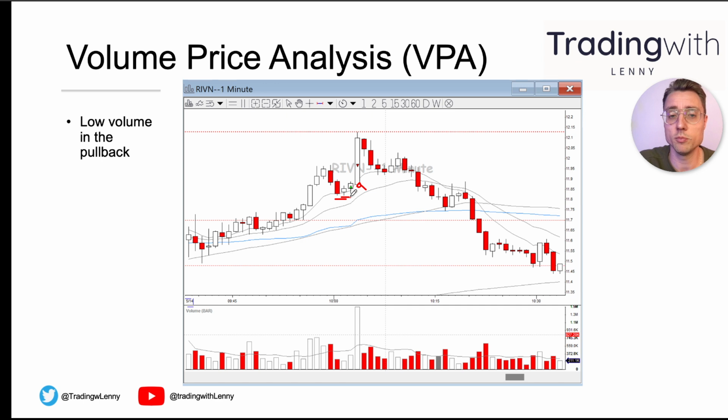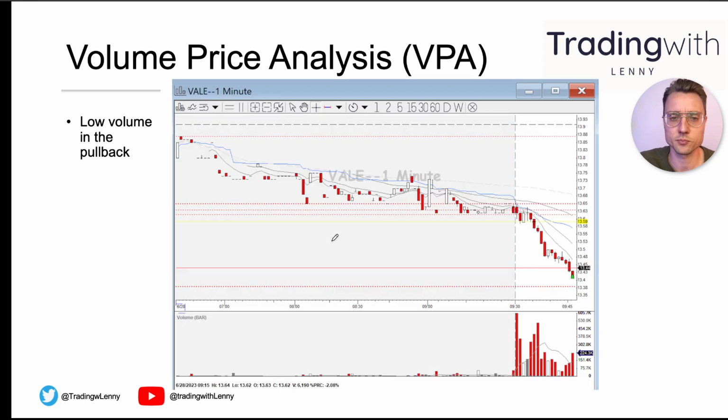stop loss just below, because we don't have to put our stop loss wider, because our thesis is that the price action is going to continue. And so it's a technical stop loss. But the most important thing is we see the low volume in the pullback and a significant volume when the price action was breaking out of the range. Let's continue. Also a very beautiful example in VALE.